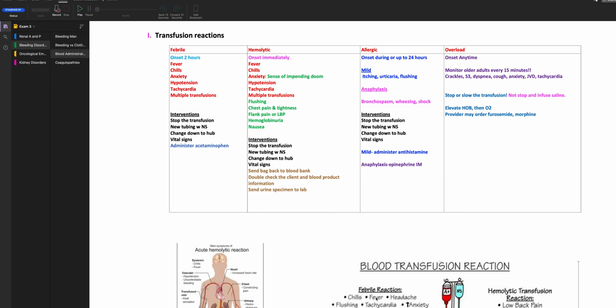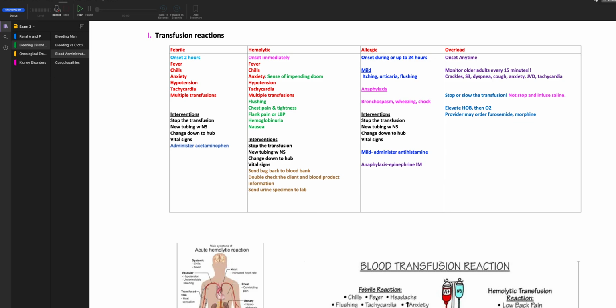And then fluid overload. The onset can happen anytime, and especially with older adults, you're supposed to monitor them every 15 minutes. So you're either going to stop or slow the transfusion. Don't stop it and give normal saline at the same rate, okay? You want to slow down, you want to clear out the line, but you want to slow down the rate. Elevate the head of bed, give them O2, and the provider may order furosemide or morphine.